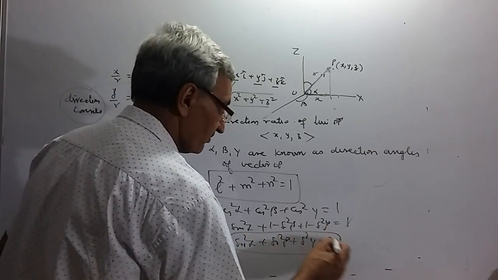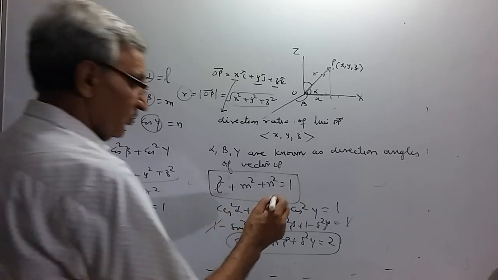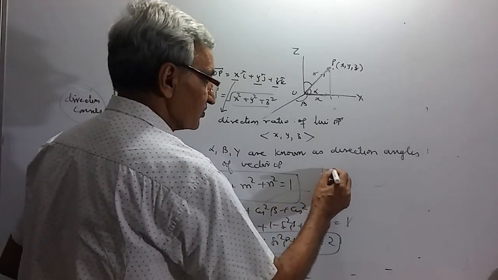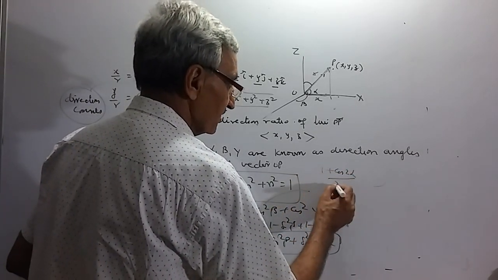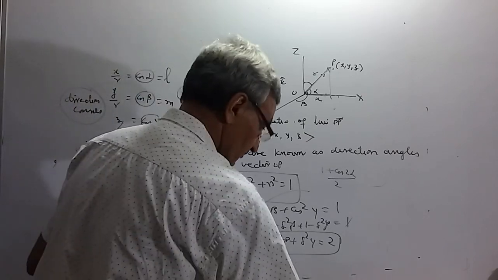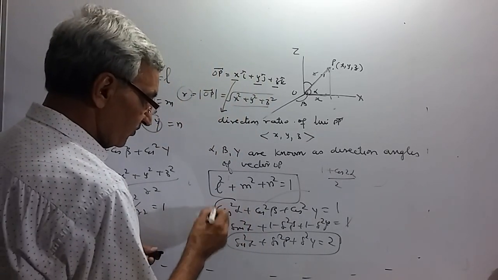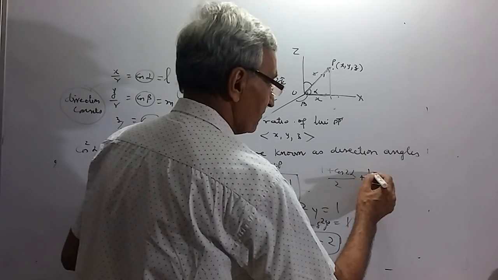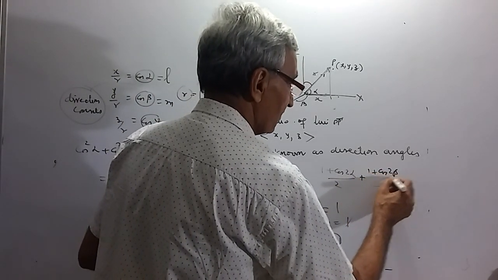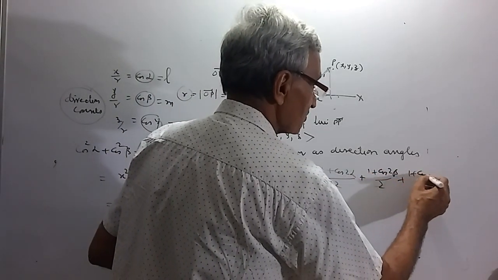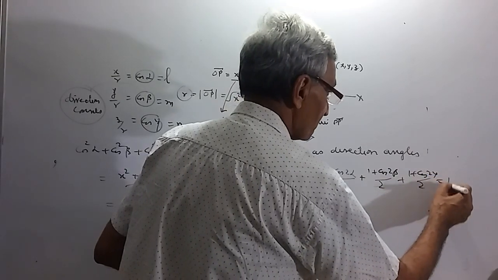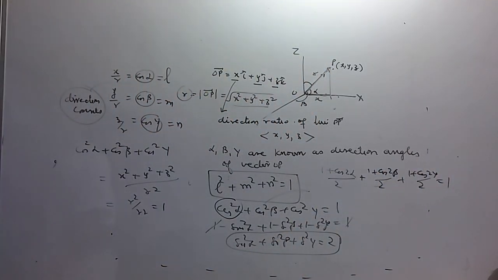Another equation from here: cos square alpha is equal to 1 plus cos 2 alpha divided by 2, cos square beta is equal to 1 plus cos 2 beta divided by 2, and cos square gamma is equal to 1 plus cos 2 gamma divided by 2. So I convert cos square into the double angle, and the sum is equal to 1, cos square alpha plus cos square beta.